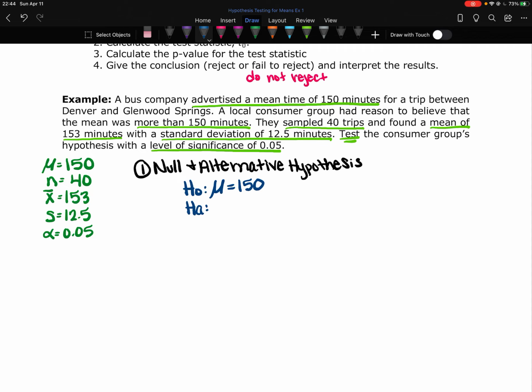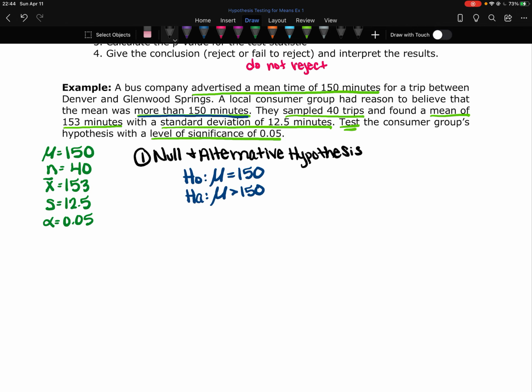And then the alternative is what the consumer group believes. So the consumer group believes that the mean is more than 150. So we have our null and our alternative. So now I'm going to go in and calculate my test statistic.